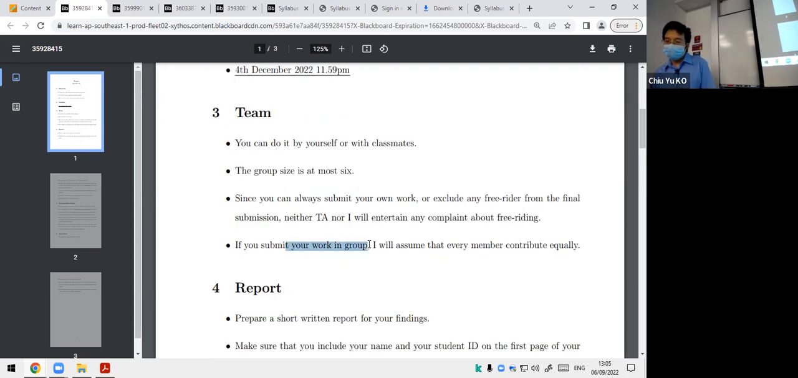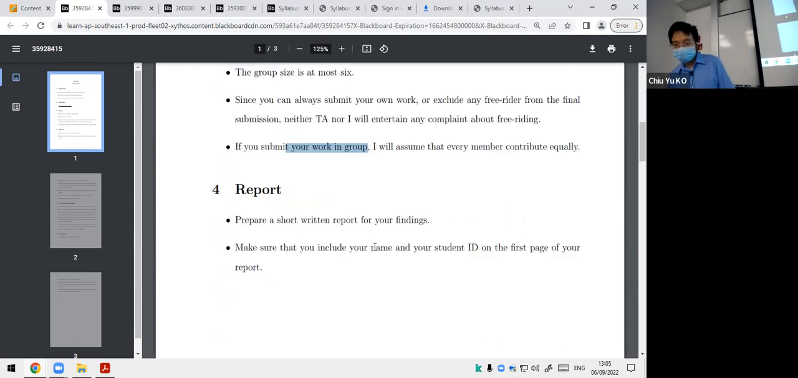If you do it in a group, I assume everyone contributes equally, unless everyone in the group sends me a letter saying, okay, I'm not doing the thing, I get a little minor mark. If I have that kind of letter, it's fine, but otherwise I will assume equal contribution.